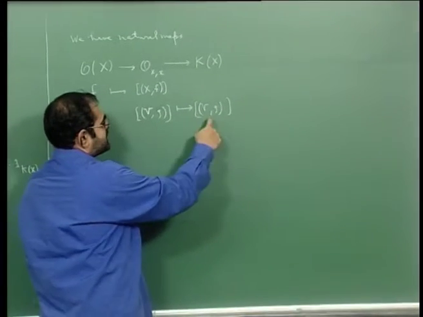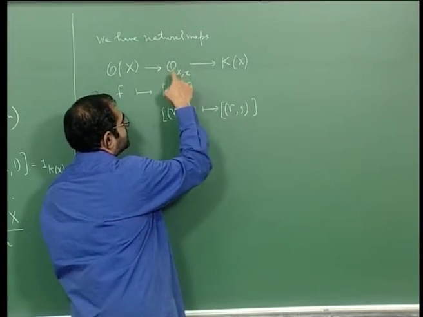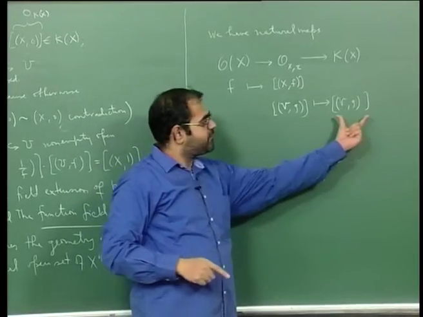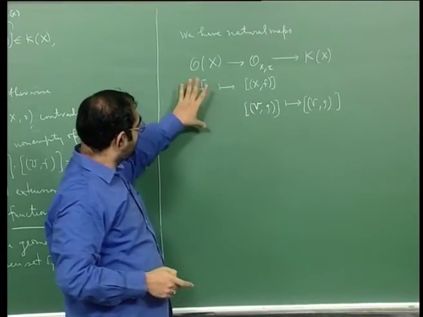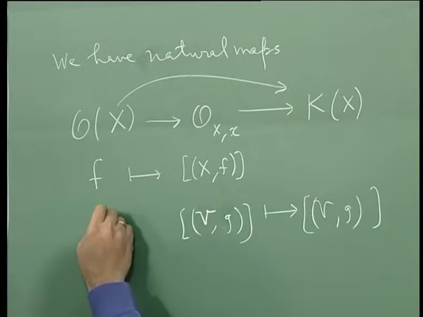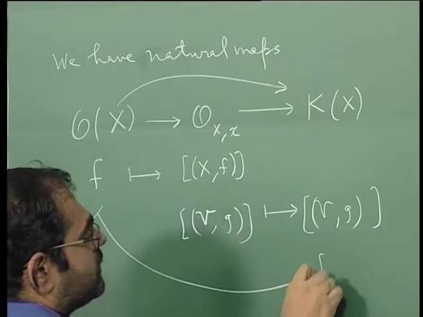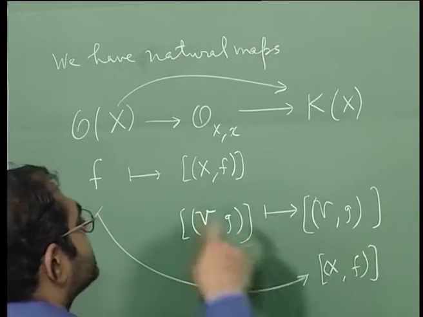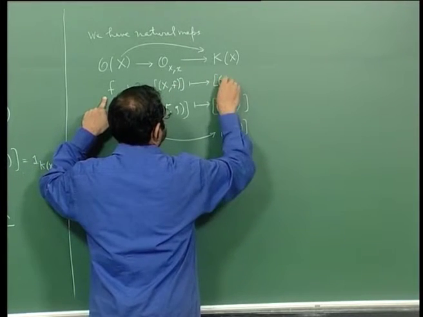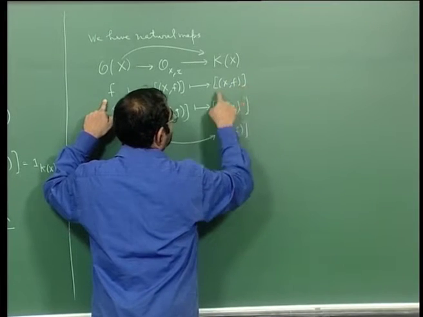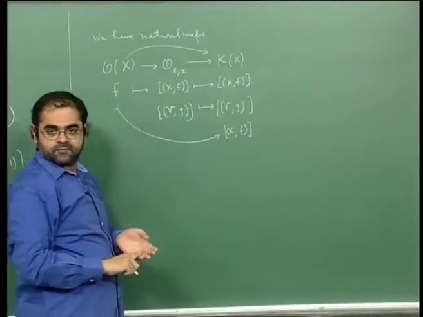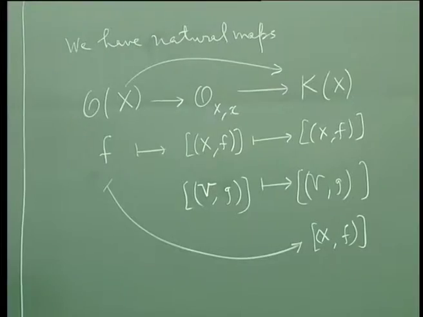Mind you, I'm using the same notation, but this equivalence is the equivalence in the local ring. This is the equivalence in the function field. But I'm using the same square bracket. Now, of course, there is also a map which goes directly, simply going all the way to [x, f], which is just the composition of these two maps. This will also go to [x, f], where again this square bracket is the equivalence class here, and this square bracket is the equivalence class here. Alright, so I have maps like this.